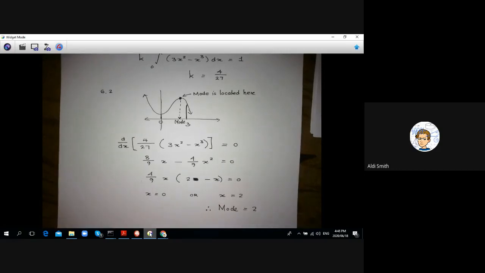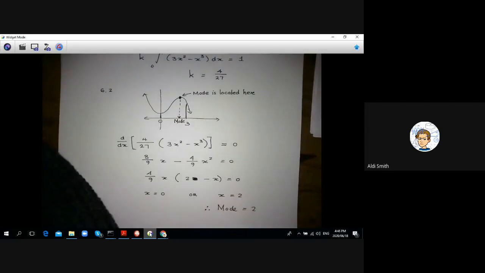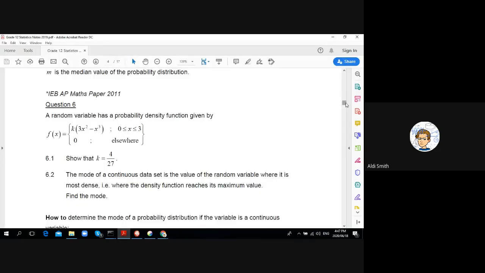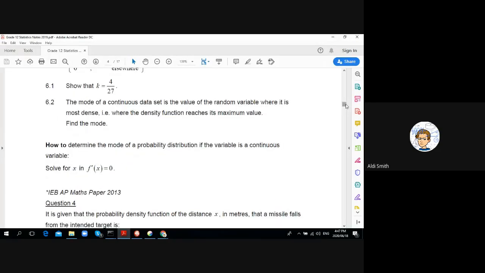So these were some odd questions that were asked on these probability density functions, which aren't common questions. I think the mode question they've only ever asked once. The median question they've asked quite a few times, so that one you definitely need to be aware of. I also gave you in the notes how to determine the mode of a probability distribution if the variable is continuous: solve the first derivative equal to 0.